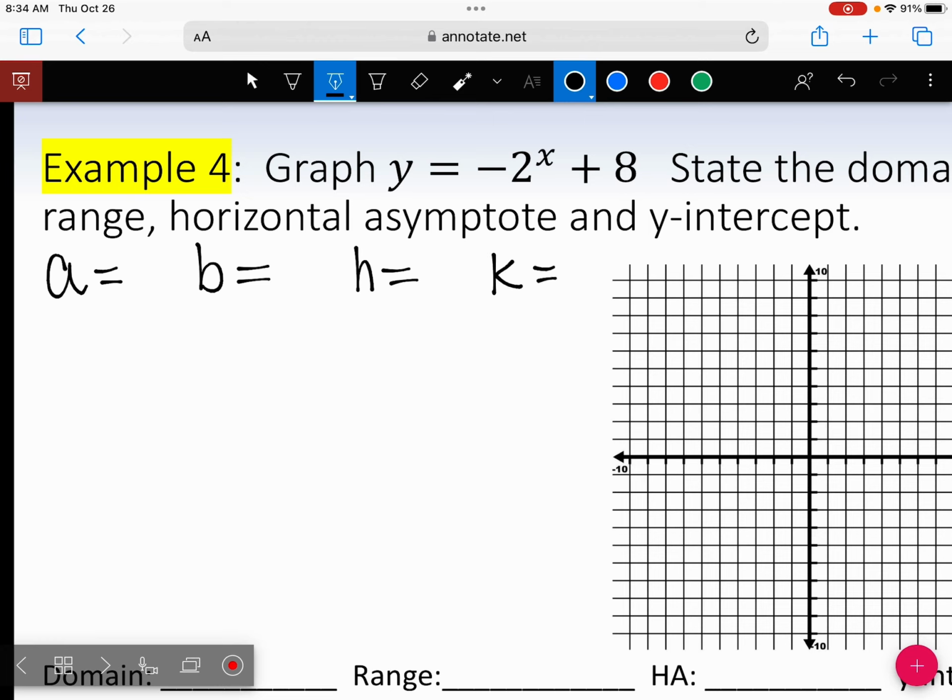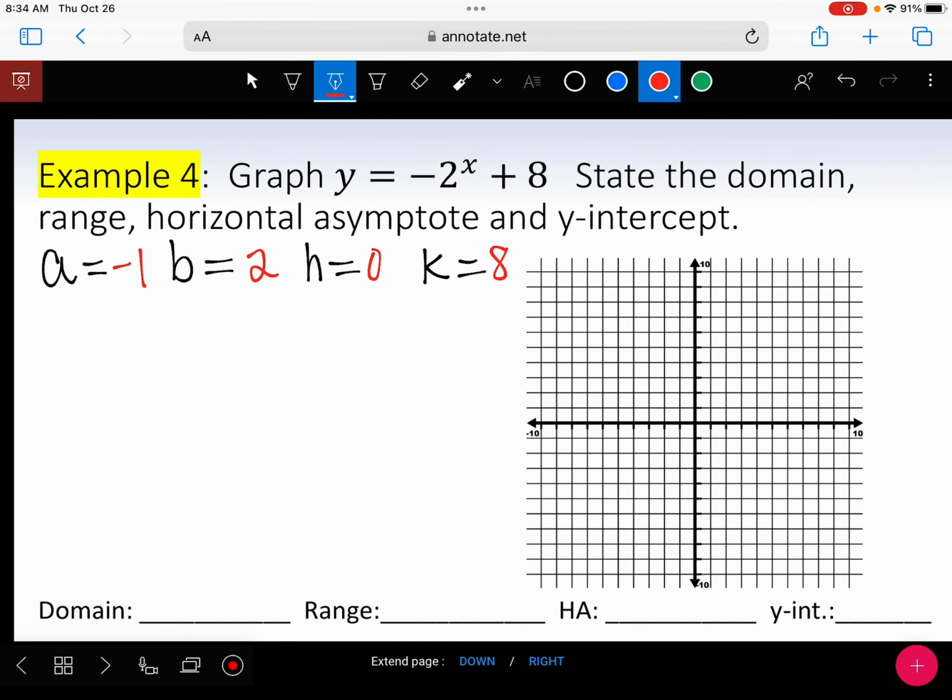So this one can be a little tricky because you may think that the base is -2. The base has to be positive. The base is actually 2. The reason why it says -2 is because A is -1. So my base is 2, my A is -1. What is H? 0. And what's K? 8. So I'm going to draw in my horizontal asymptote at y equals 8.